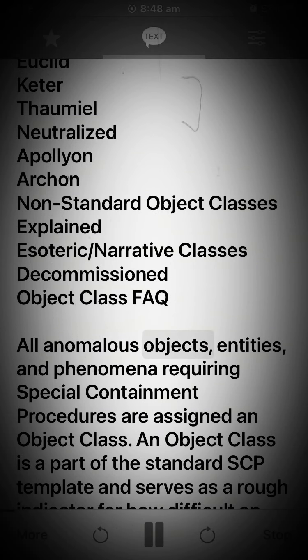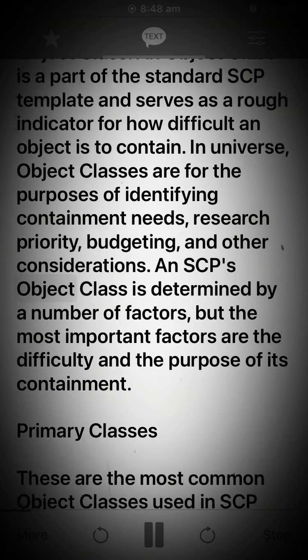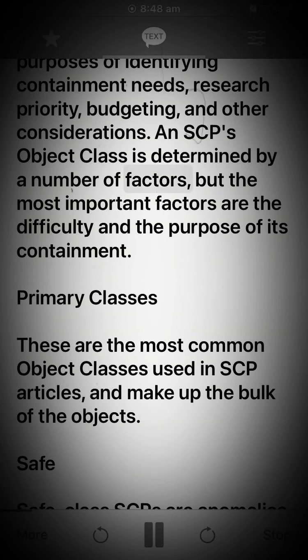All anomalous objects, entities, and phenomena requiring special containment procedures are assigned an object class. An object class is a part of the standard SCP template and serves as a rough indicator for how difficult an object is to contain. In universe, object classes are for the purposes of identifying containment needs, research priority, budgeting, and other considerations. An SCP's object class is determined by a number of factors, but the most important factors are the difficulty and the purpose of its containment.